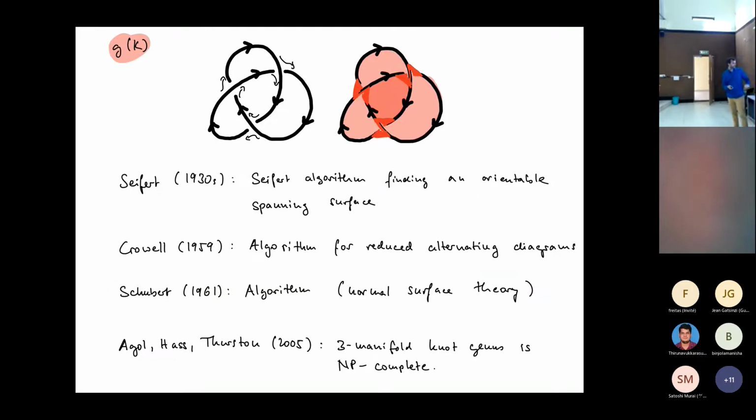The algorithm of Seifert I just described is from the 1930s, and the argument that this gives you the minimum for alternating reduced diagrams is from the late 50s. Only 2 years later, there was an algorithm by Schubert that used normal surface theory and gave an algorithm for general knots. A little bit later, there's a very interesting paper by Agol, Hass, and Thurston, where they say that the 3-manifold knot genus, so now we're talking about knots in 3-manifolds, is NP-complete. This is one of the first complexity results in 3-manifold topology.